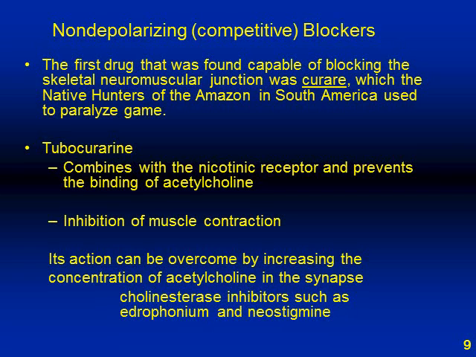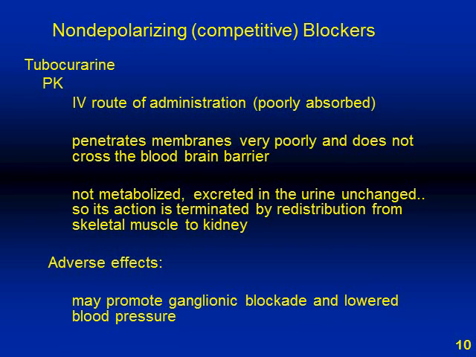Now, tubocurarine's pharmacologic action can be overcome by increasing the concentration of acetylcholine in the synapse. How can you do that? By using, for example, a cholinesterase inhibitor, something such as edrophonium or neostigmine, and that will do the job of increasing acetylcholine.